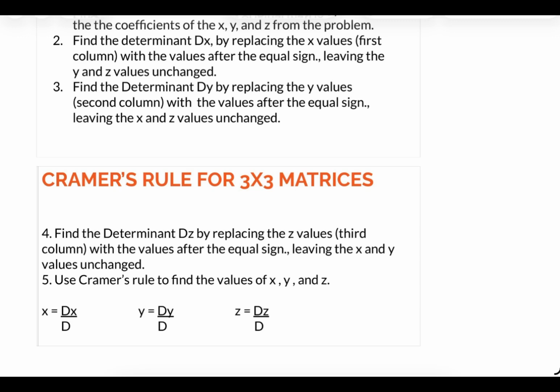Step 5: Use Cramer's rule to find the values of x, y, and z. The rules are: x will be equal to Dx over D, y will be equal to Dy over D, z will be equal to Dz over D.